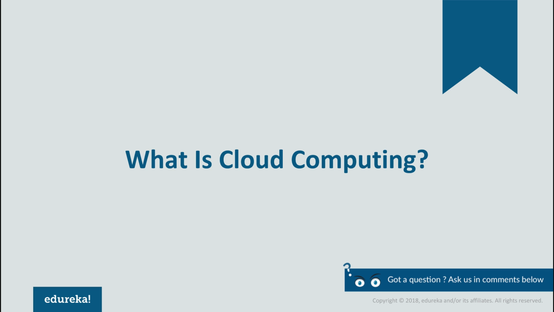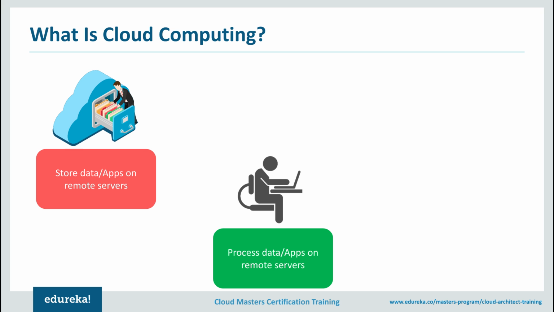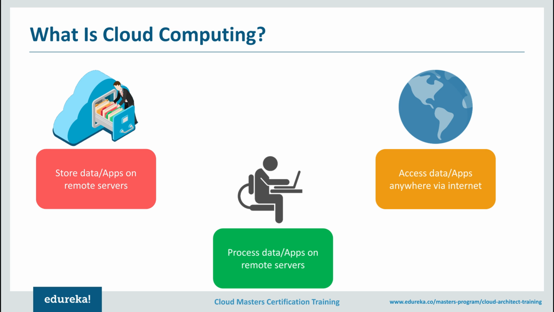So let's move further and try to understand something else. So what exactly is cloud computing? The use of cloud to carry out computation is called cloud computing. That means you can store data or apps on remote servers. You can process those and even access those from anywhere across the globe. That means suppose you're sitting somewhere in China and your data resides in the US. You can have access to your data by sitting in China and you can process your data by sitting in China. So that is the flexibility cloud gives you.